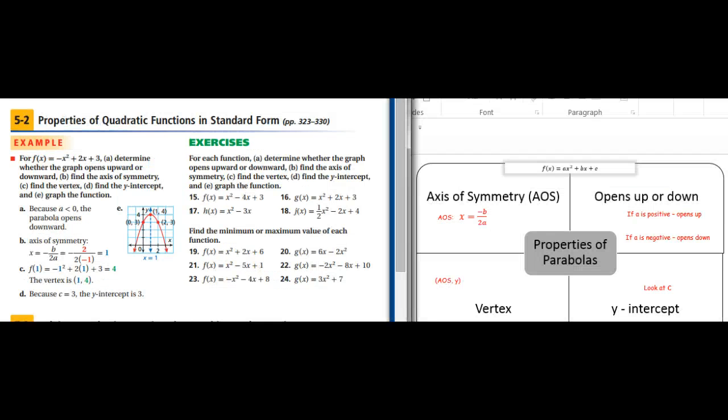Okay, just a quick reminder, on the wiki is also a video for 5.1. So let's jump to 5.2 and let's look at these problems here.